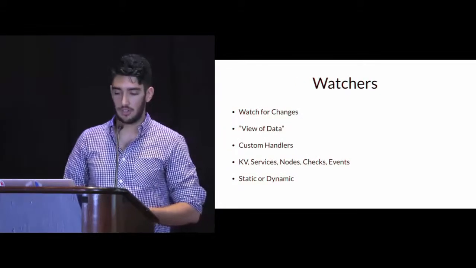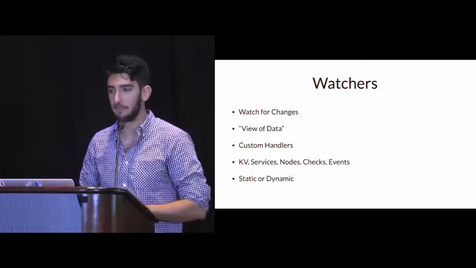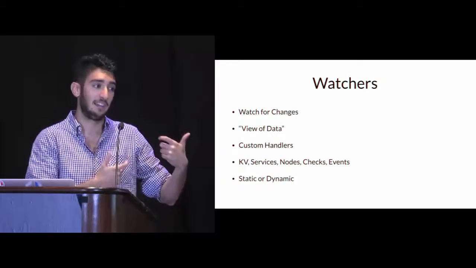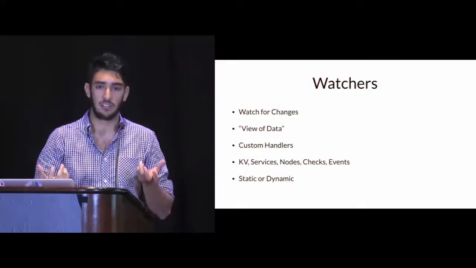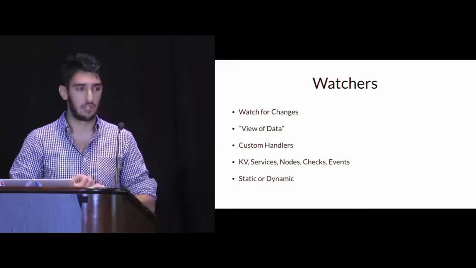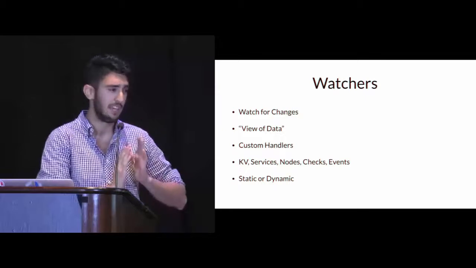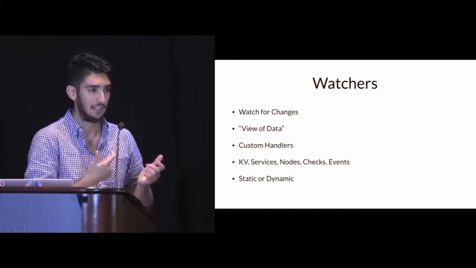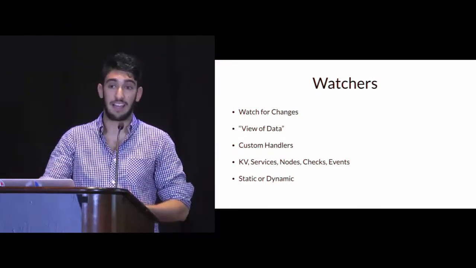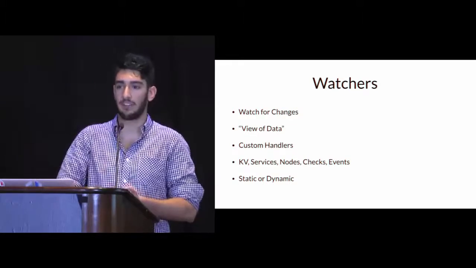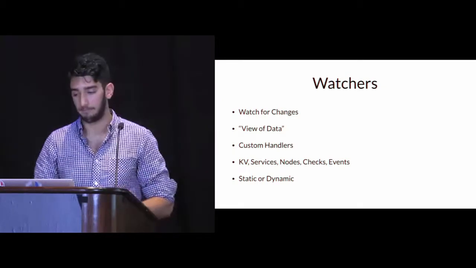So watchers are, as intuitively they're named, a way of watching for changes, basically. What watchers do is pair a view of data in Consul with a custom handler. And when I say a view of data, there's a lot of different data in Consul. There's key value data, there's services, there's nodes, there's checks, there's events. So you can basically configure your watch as to what view of data you care to observe. And then you can set up a handler. This can be done either statically or dynamically. What I mean by that is you don't have to specify ahead of time what data you're watching. You can come in later and decide, oh, actually, I do care about the list of nodes. It doesn't require configuration ahead of time.